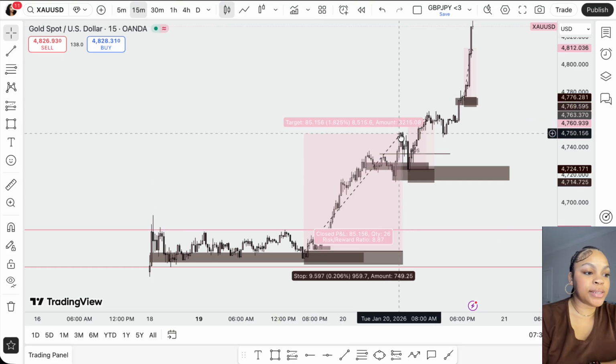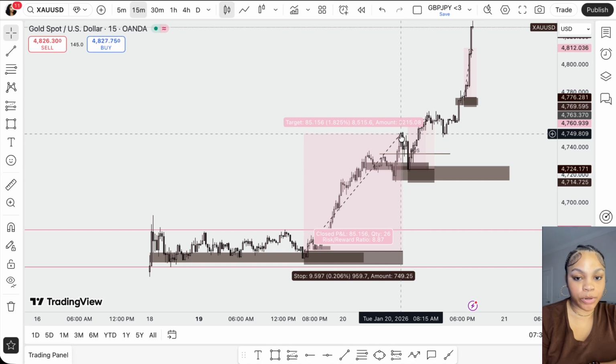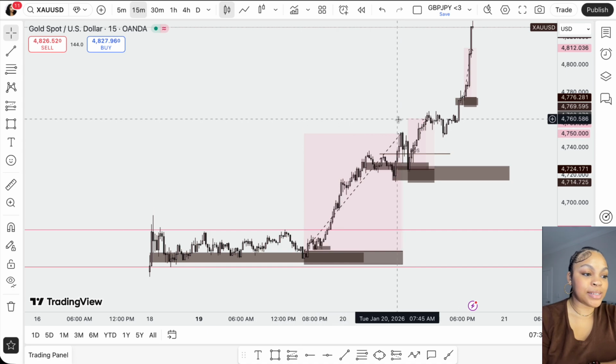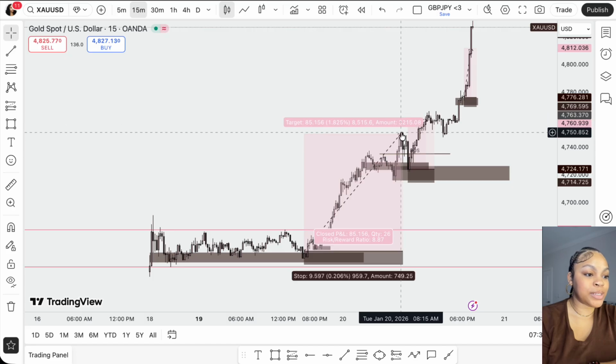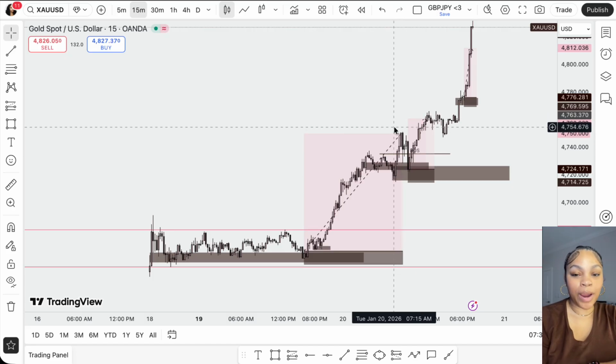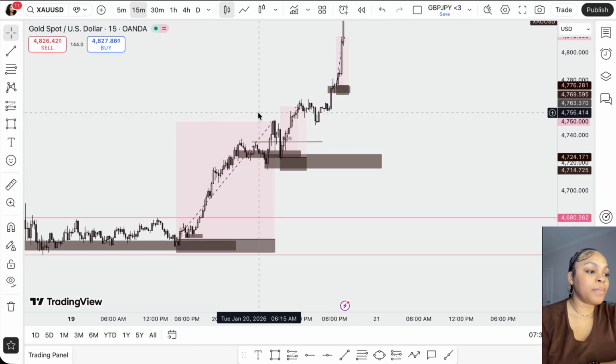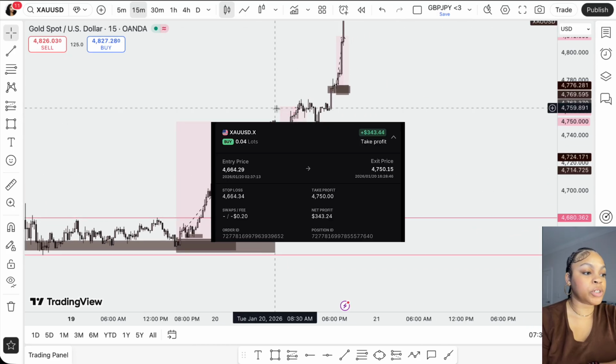Now, this trade didn't hit TP until just before New York opened this morning. So I literally slept through the entire move. I slept through the entire thing, and I was so happy when I got that alert this morning, right when I woke up, that this trade had hit TP. And I made about 350 bucks off of this trade.